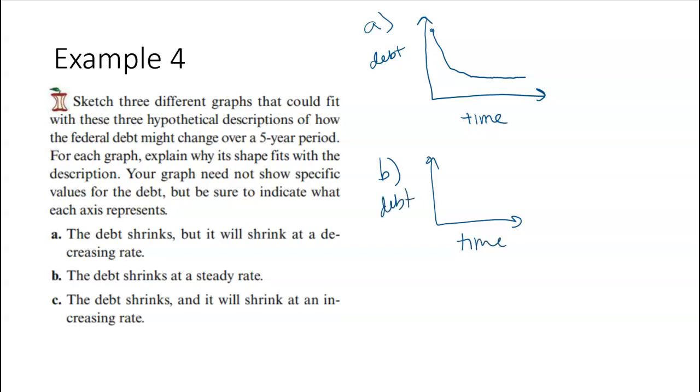The debt shrinks at a steady rate. So, okay, it's going down, and then down, and then down, and then down. It looks like a line. That's a steady rate.